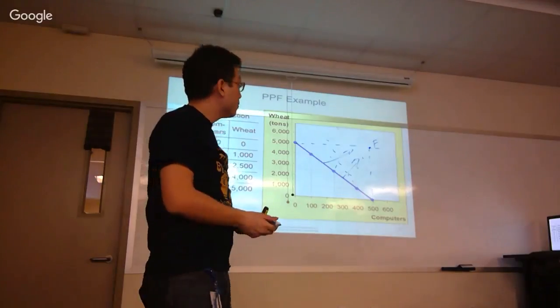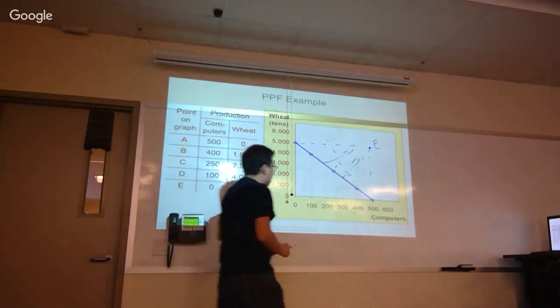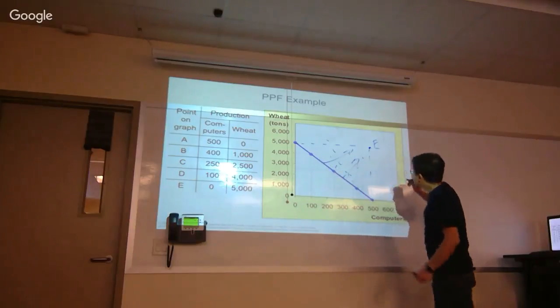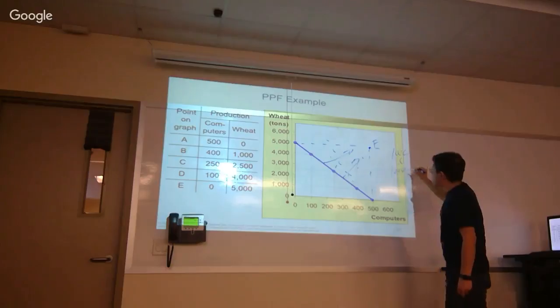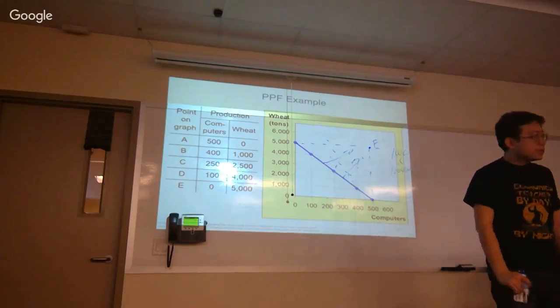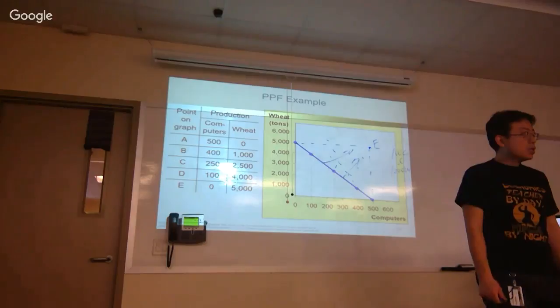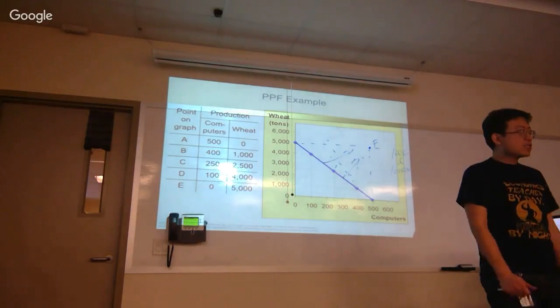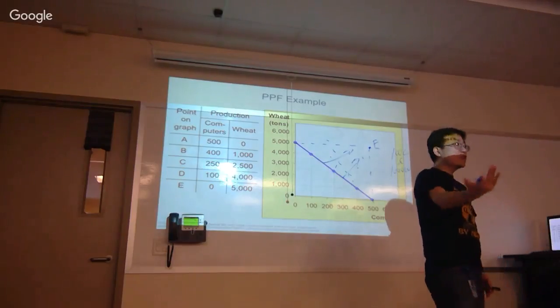Now, let's look at another combination. Is it possible for this economy to produce 100 computers and 1,000 counts a week? Yes. I like the confidence in your voice. It is yes, right? So why yes? Because we have enough resources.